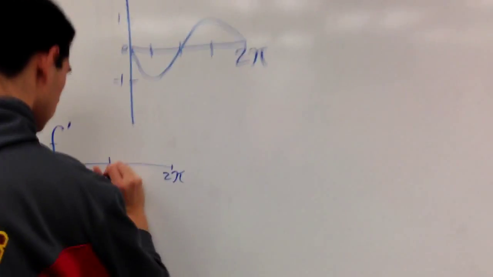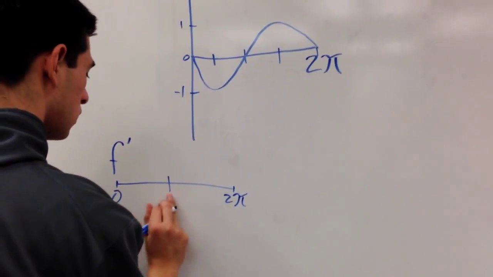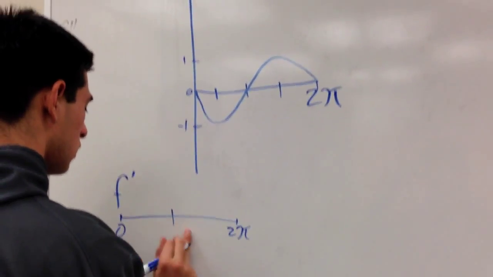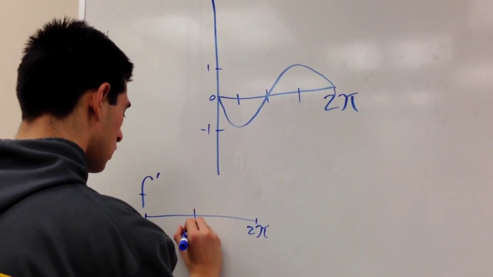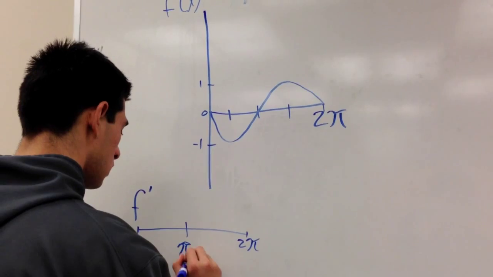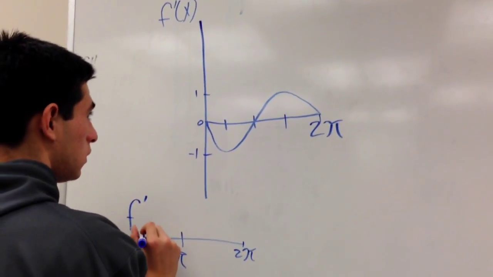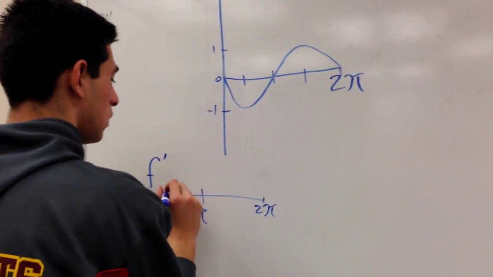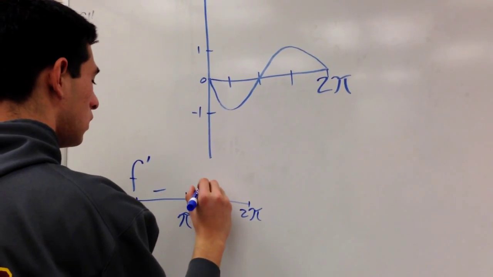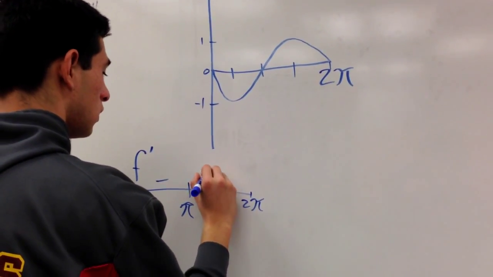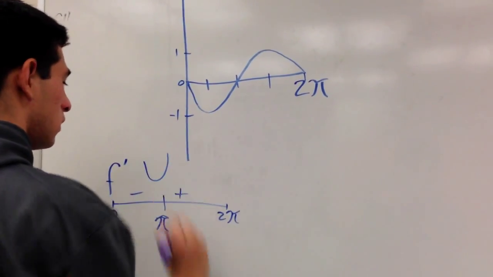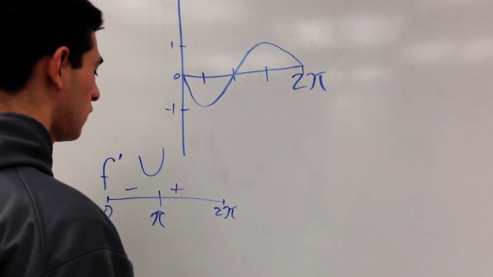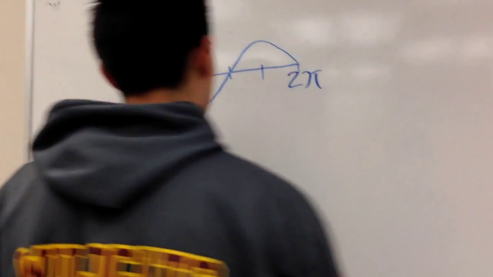Basically, the first derivative graph is the graph of the slopes of the original graph. So if the graph is below the x-axis in the first derivative graph, then the slope is negative. If the graph is above the x-axis, then the slope in the original is positive, and we can get a minimum point or a maximum point. And here we get a minimum point.